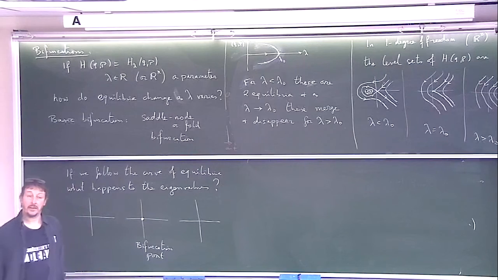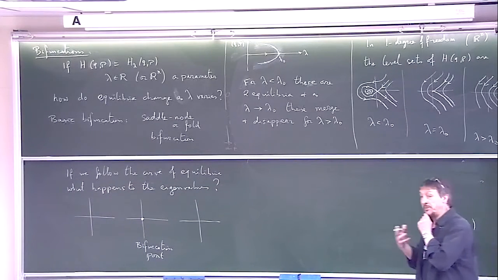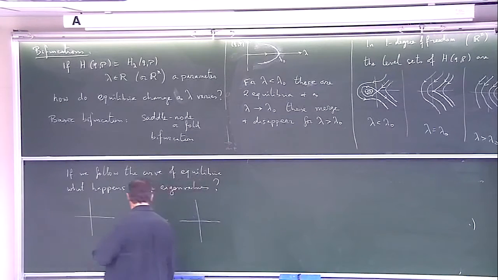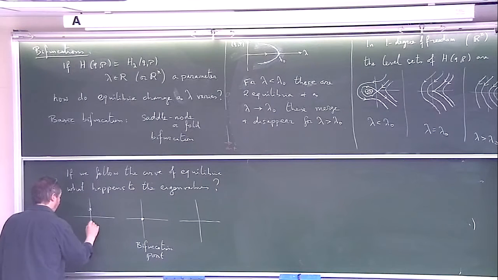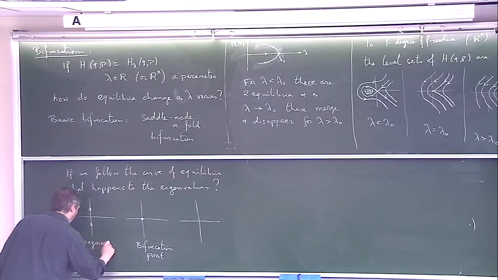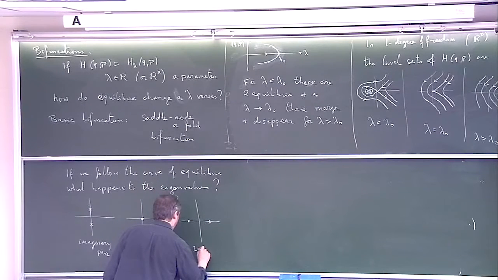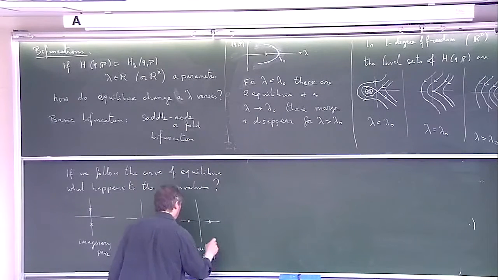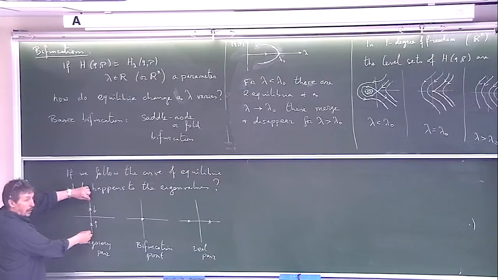So we know at the bifurcation point we have a degenerate equilibrium. So the eigenvalues are going to be 0. On one side, we have an imaginary pair. And on the other side, we have a real pair. So we have two eigenvalues.